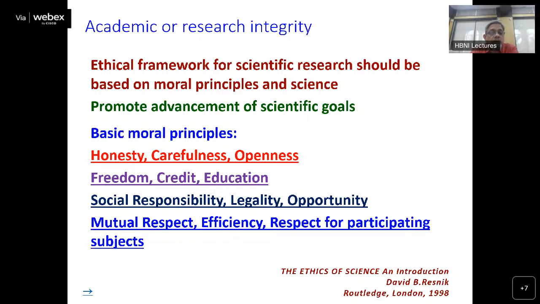Then I also told you how mutual respect is very important: scientists must accord mutual respect towards each other. Otherwise, if there's a breakdown of respect or trust, you cannot expect to have proper scientific research in the right manner. I also talked about efficiency in doing research, and respect for the participating subjects, especially in the field of medicine. And then I referred you to this book, Ethics of Science, by David Resnik. It's a very nice book, and I guess it is available in PDF form on the internet. It is really worth reading at least once for all of you who are just going into research right now.